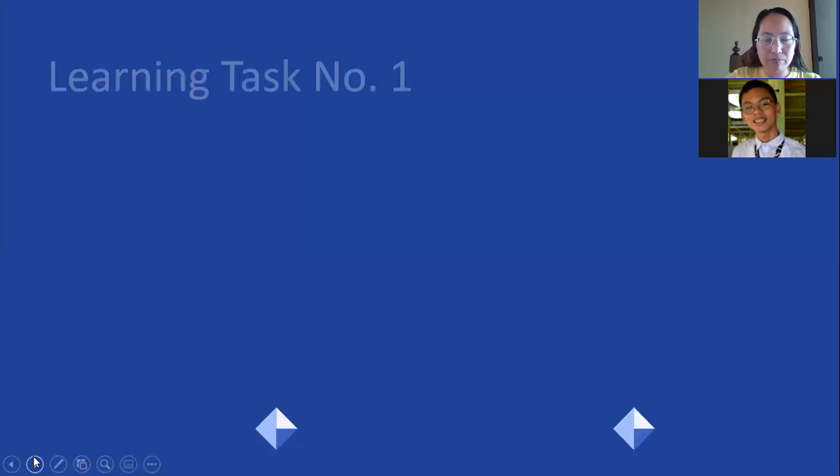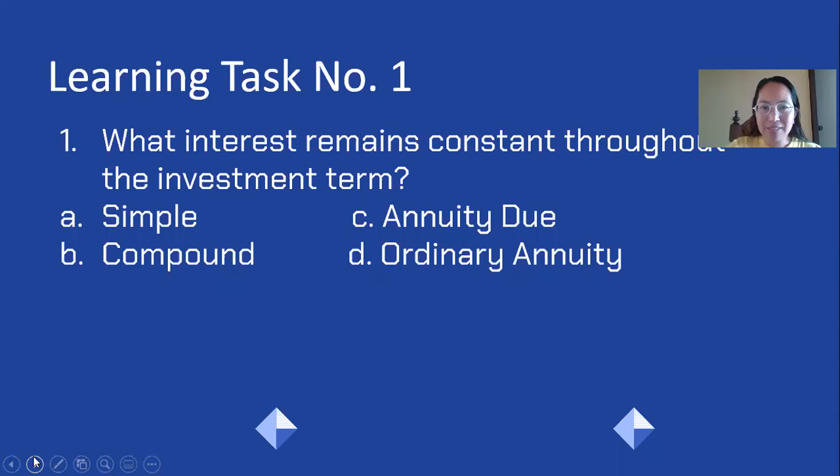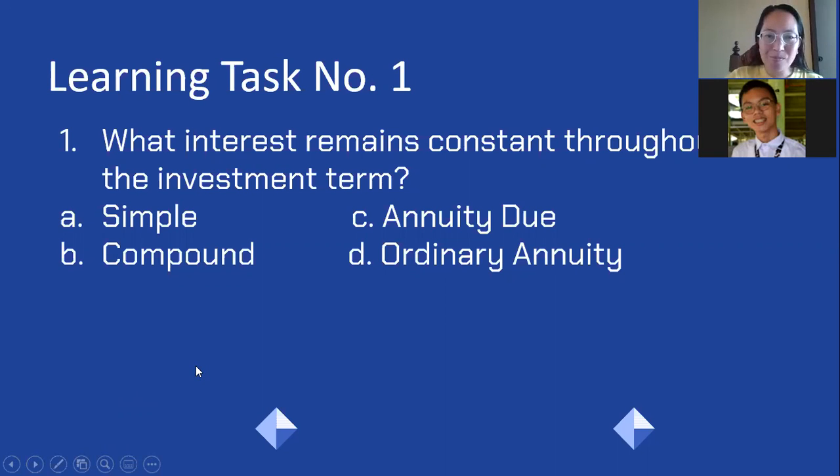Okay, and so let's have first the learning task number 1. This is already in your module, but I was able to get 5 items for learning task number 1. The question is, what interest remains constant throughout the investment term? Anybody here who wants to guess which one is the correct answer from the options given? You may raise your hand if you want. Okay, Princess. Hi, Princess. What's your answer? Letter A po, ma'am. Simple. Yeah, very good, Princess. Thank you for that. That's correct.